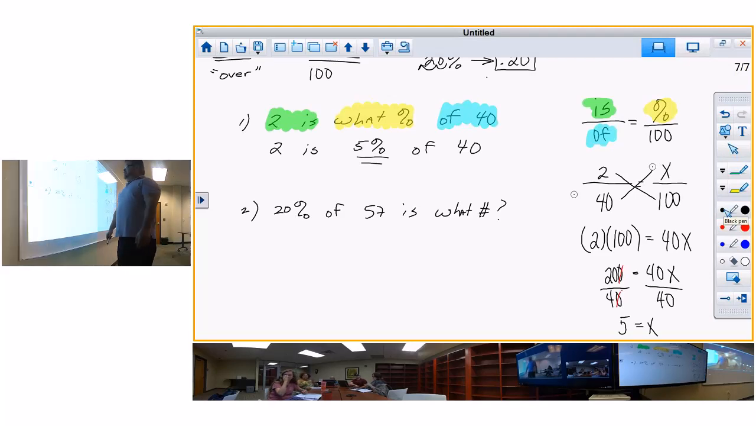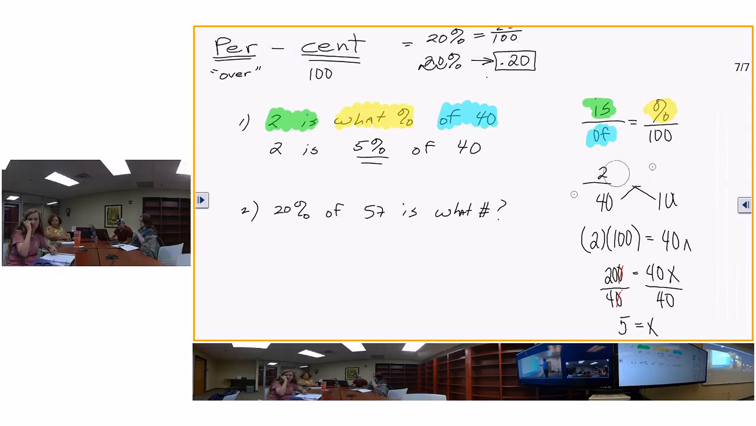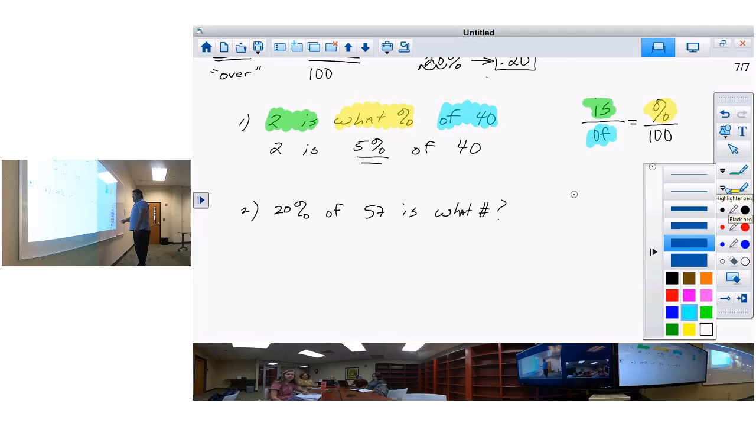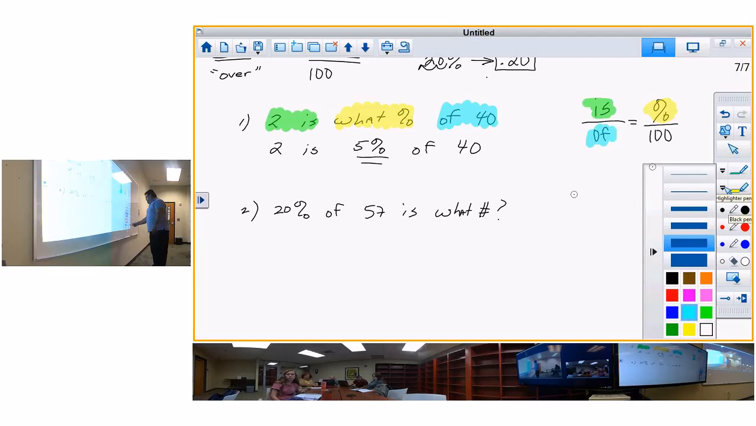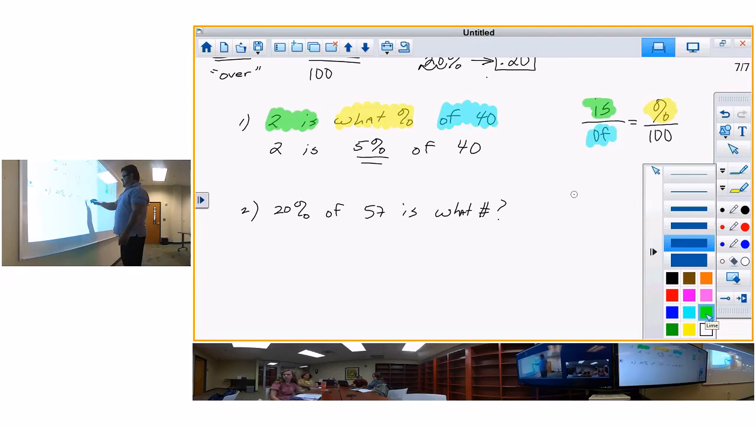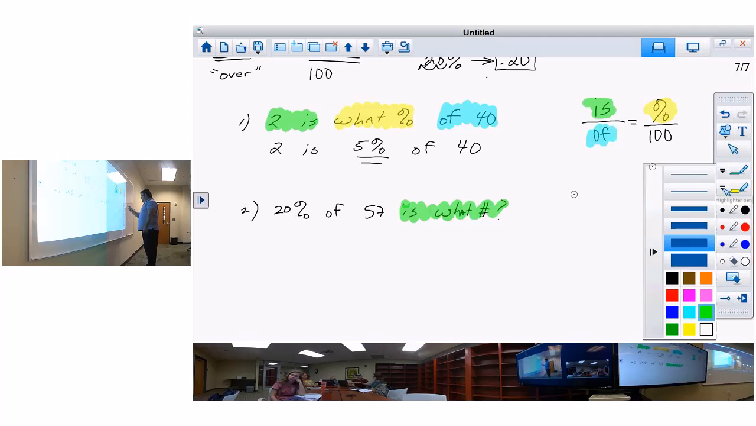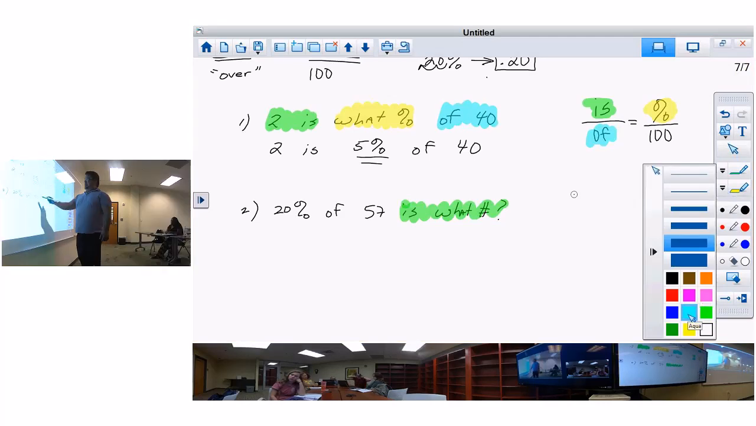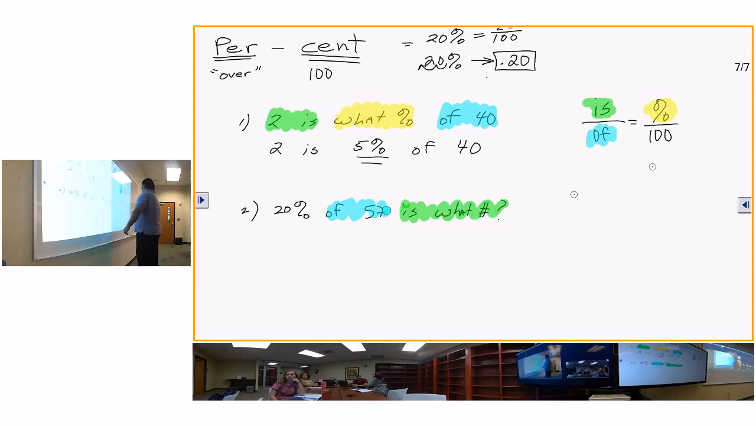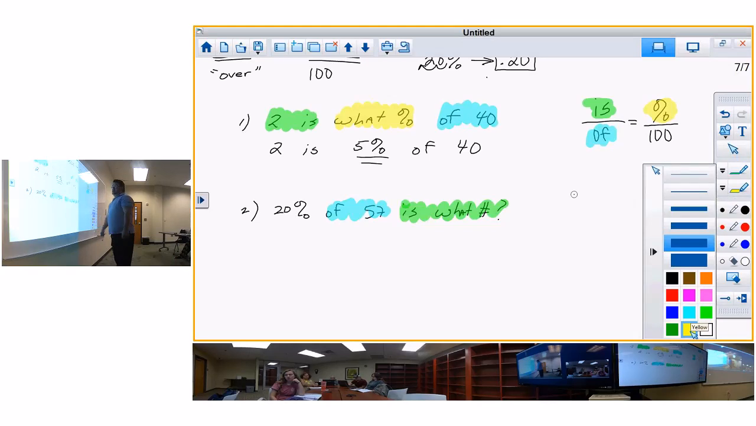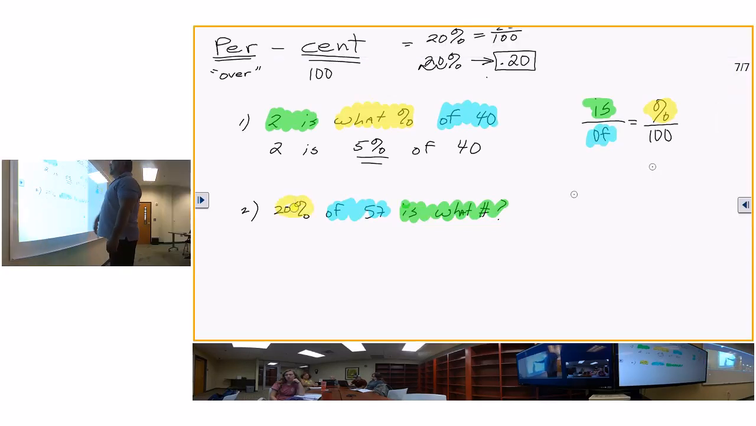Anyway, let's plug and chug. I'm going to go through this, and you need to be doing this if you struggle with it. If you don't, you don't have to. My "is" is green, so where is my is? Right there. My "of" is blue. Where is my of? 57. And my yellow one is 20%. Now we're going to plug each in.